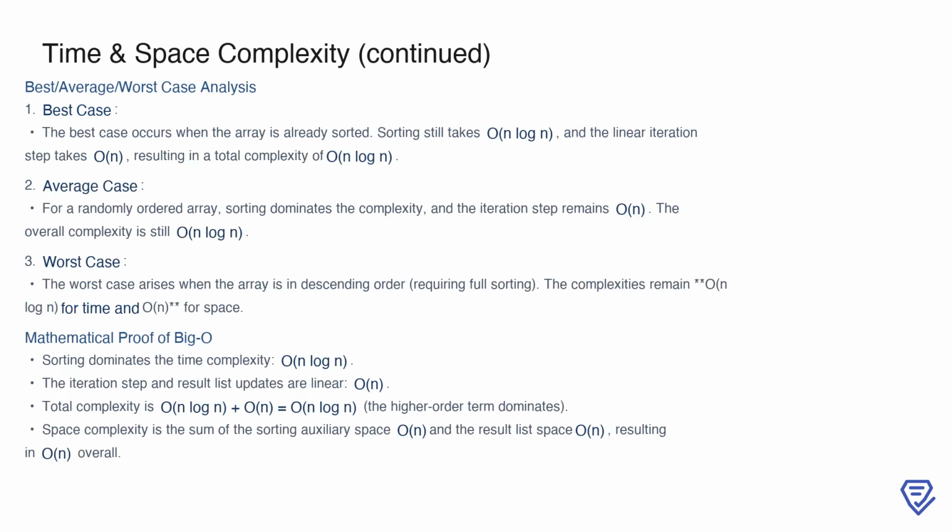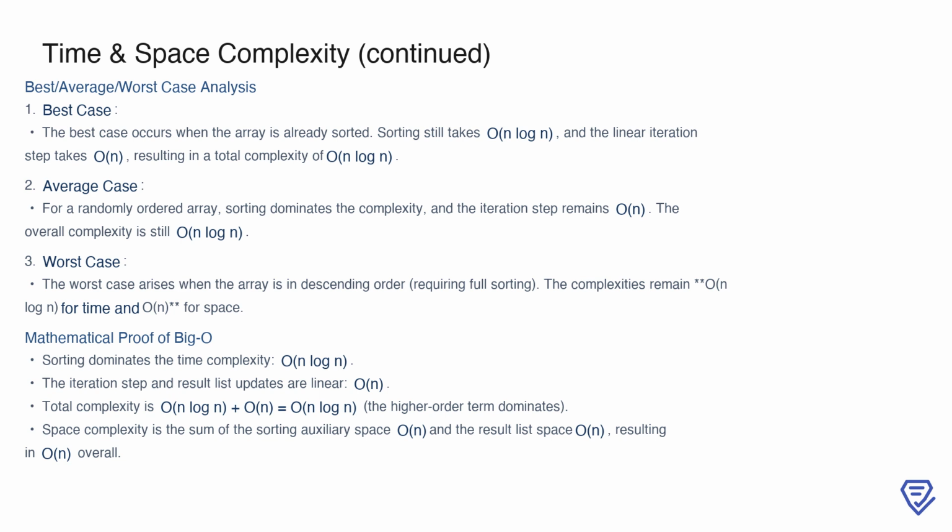Now let's break down the best, average, and worst-case scenarios for this solution. In the best case, the array is already sorted. Even in this scenario, the sorting step still takes O(n log n), because the sorting algorithm doesn't assume the input is sorted. The subsequent linear iteration step takes O(n), so the total complexity remains O(n log n).